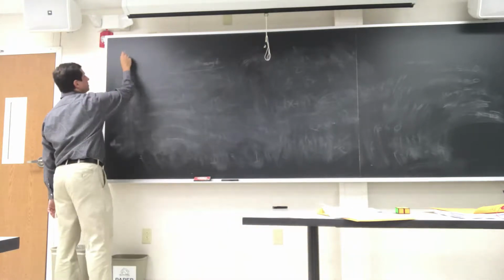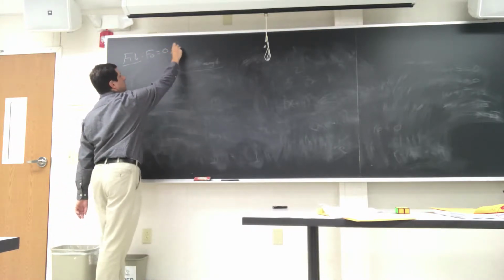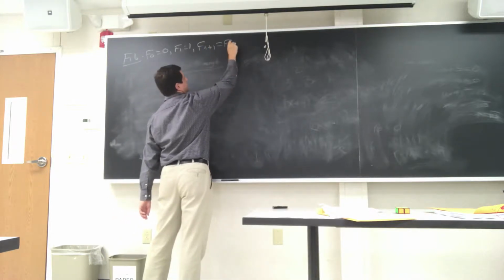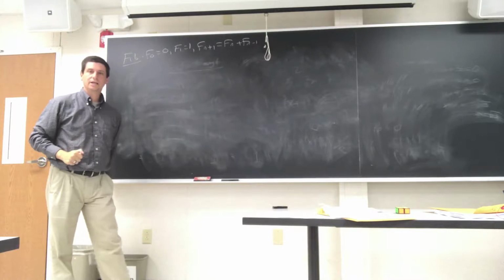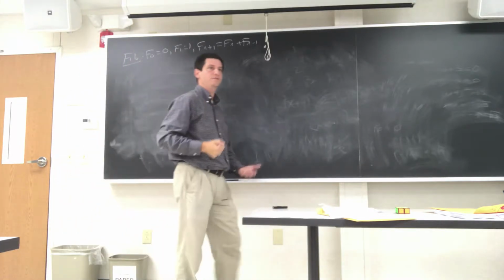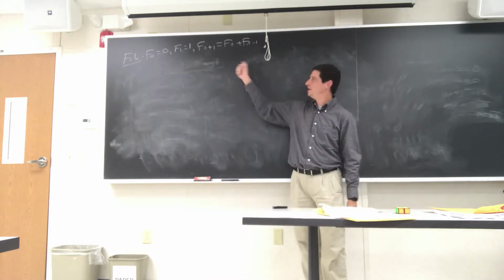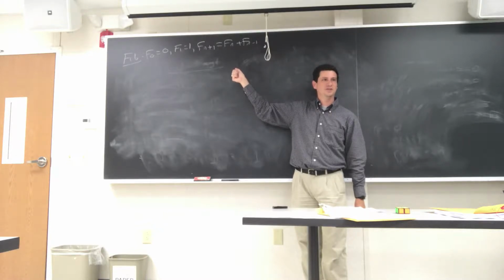So for the Fibonacci's, we have f0 is 0, f1 is 1, and f(n+1) is f(n) plus f(n-1). If your entire grade for the semester, hell, let's make it your entire college career, depends on calculating the 2000th term of the Fibonacci's by hand, no computers, you up for it?